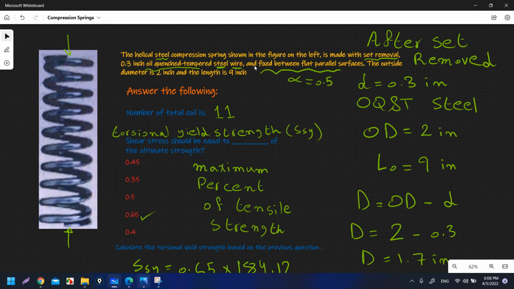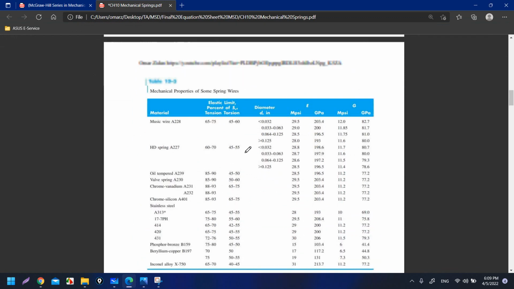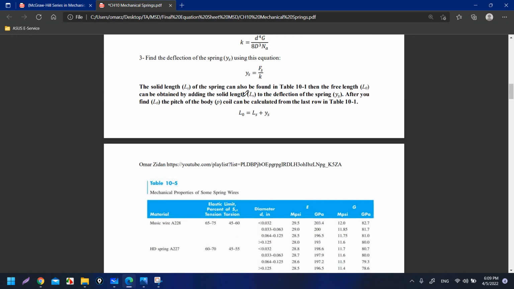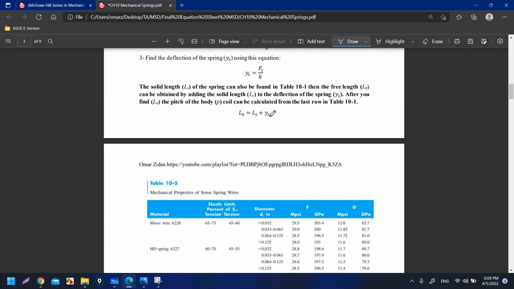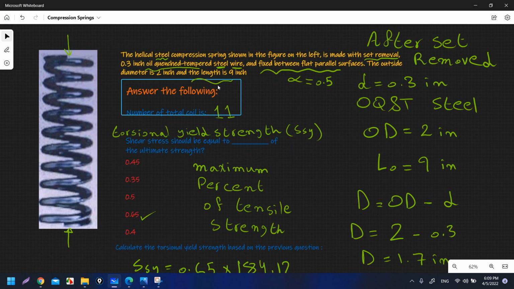In this question, he also gives the outside diameter as 2 inch, so the outer diameter OD is equal to 2 inch, and the length L naught is 9 inch. He didn't mention anything about solid length, so it is not LS, and I don't have YS to calculate LS. I don't have anything that represents LS in the question, so it is L naught, equal to 9 inch.